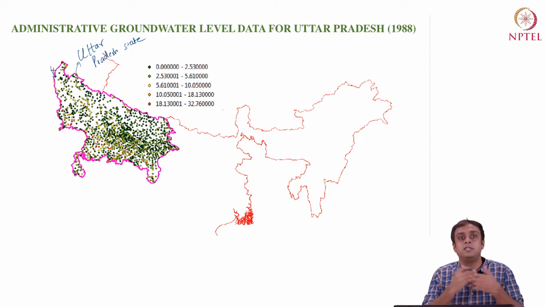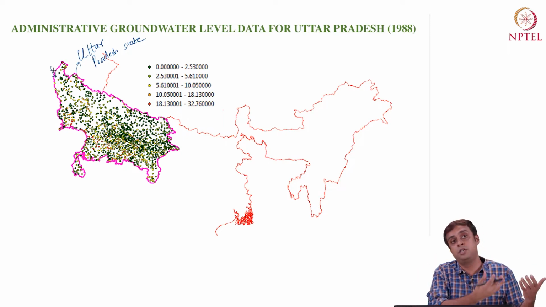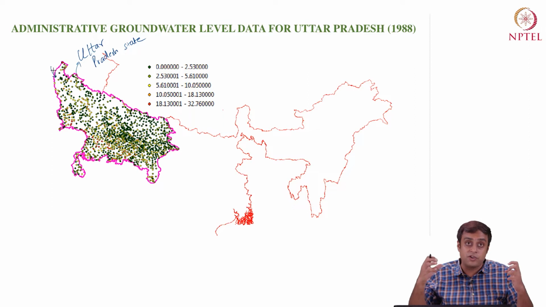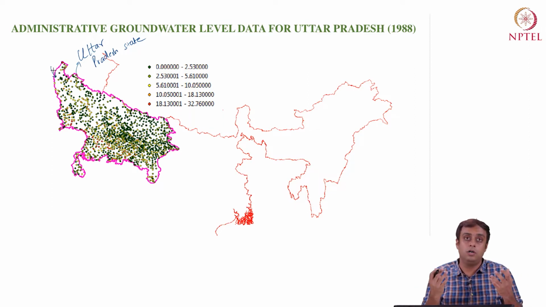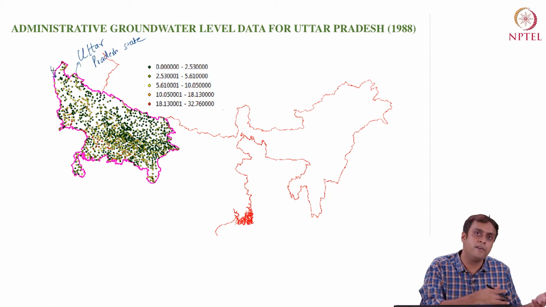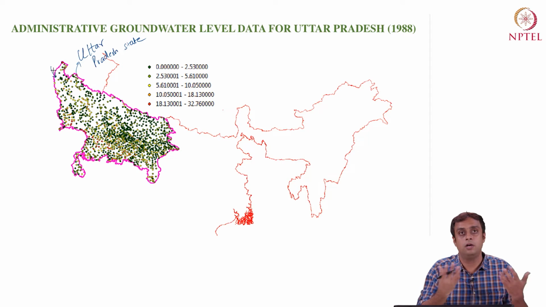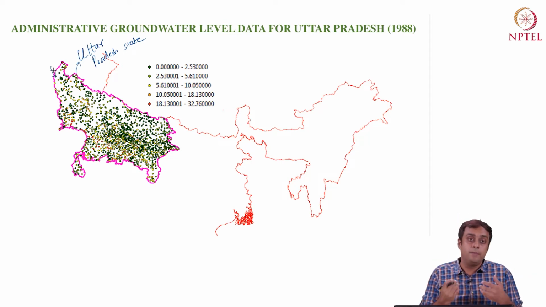There are multiple agencies, not only the CGWB, which is the Central Groundwater Board, but there is also the Uttar Pradesh Groundwater Board, which is a body that tries to monitor groundwater levels across the state, right? So both the central agencies and the state agencies in India have their own network of monitoring groundwater levels because this issue is so important.